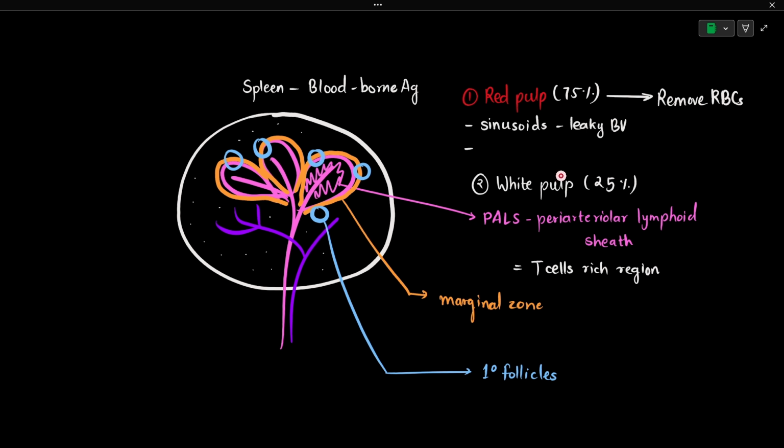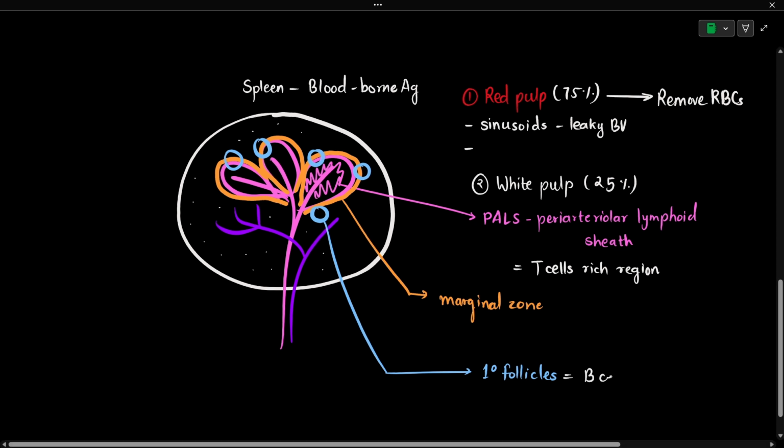Okay, so whatever job there is of initiation of immune responses, that job will be done by the white pulp. Here in the white pulp, as I told you, the periarteriolar lymphoid sheath, the PALS, is the T cell rich zone. The T cells will be in ample amount in this PALS, and in the primary follicles there will be the B cells. So the primary follicle is the B cell rich region.